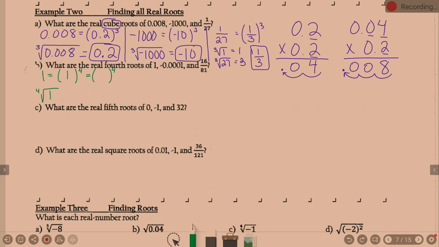Fifth root of 32. You could guess before you go straight to the calculator. 2. And if you noticed, the fourth root of 16 was 2, right? So the fifth root of 32 is 2. Notice, am I putting plus or minus on these fifth roots? No. That's only on the even roots that I'm doing that kind of stuff.